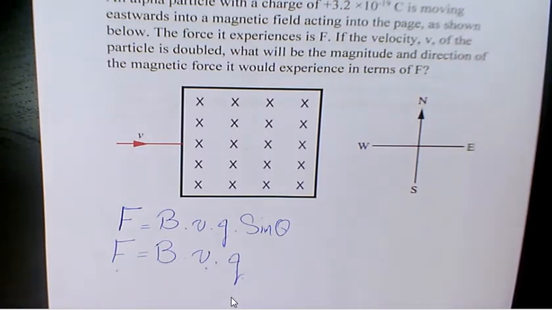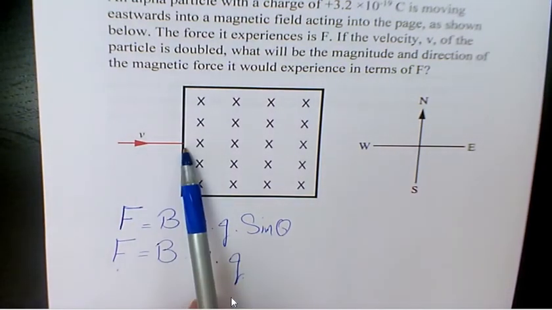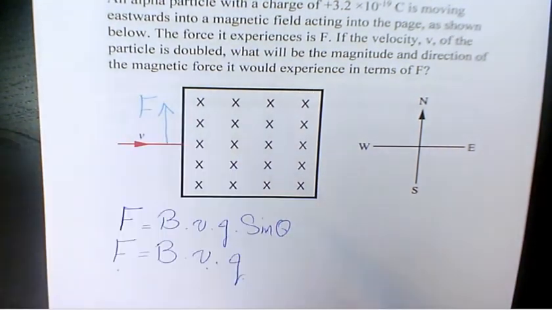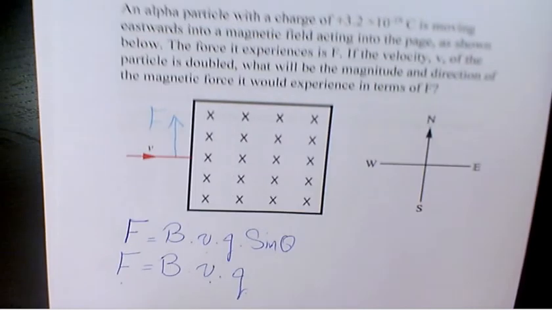Now let's find out the direction of this magnetic force. It is positive, so we need to use the right hand rule. So we have the thumb going toward velocity and 4 fingers showing the direction of B, magnetic field direction, and then the palm of your right hand is going to show you the direction of the magnetic force. So in this case, it's going to go up. So this is going to be the direction of the magnetic force.